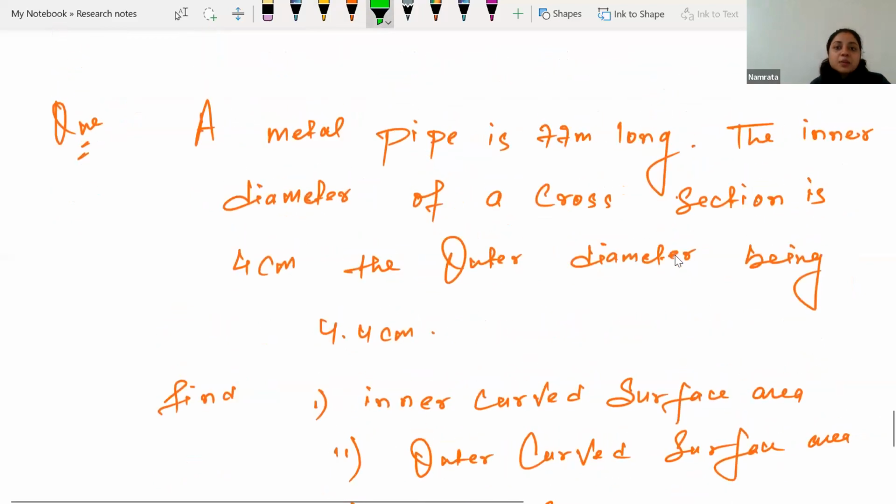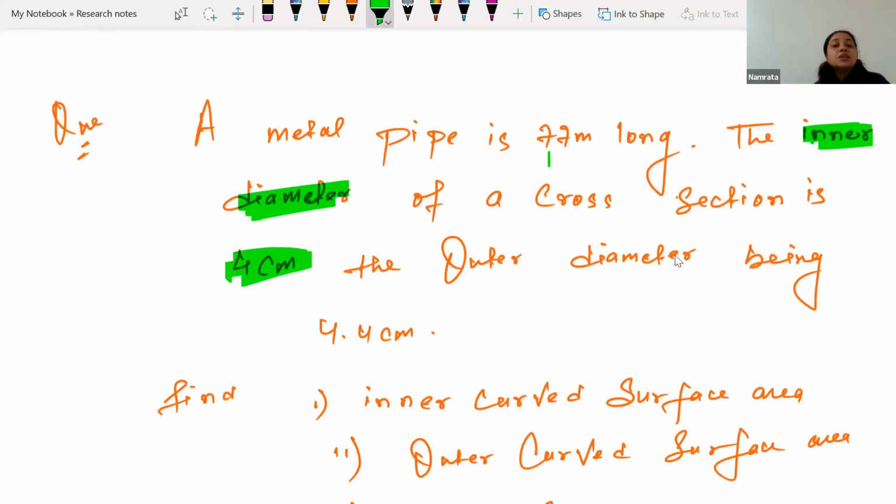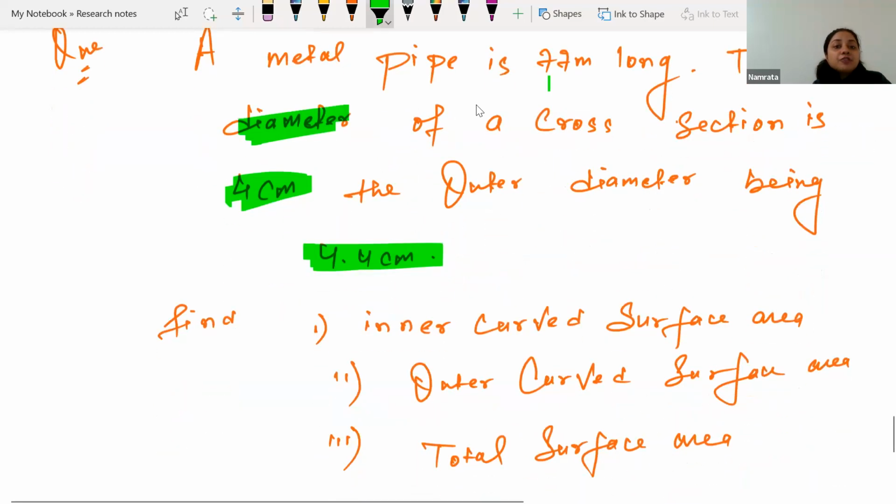You can see a metal pipe is this much meter long. That is fine. The inner diameter, inner diameter. What is that inner diameter? This is 4 centimeter. As I have shown you, the inner circle was the smaller circle and the outward circle was the bigger circle. That's why there is an inner diameter and there is an outward diameter. Now what we have to find? We have to find here what is the inner curved surface area.